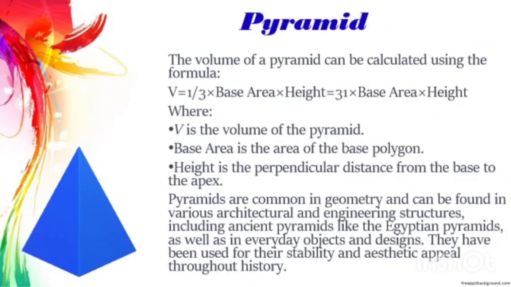The volume of a pyramid can be calculated using the formula V = 1/3 × base area × height, where V is the volume of the pyramid, base area is the area of the base polygon, and height is the perpendicular distance from the base to the apex.